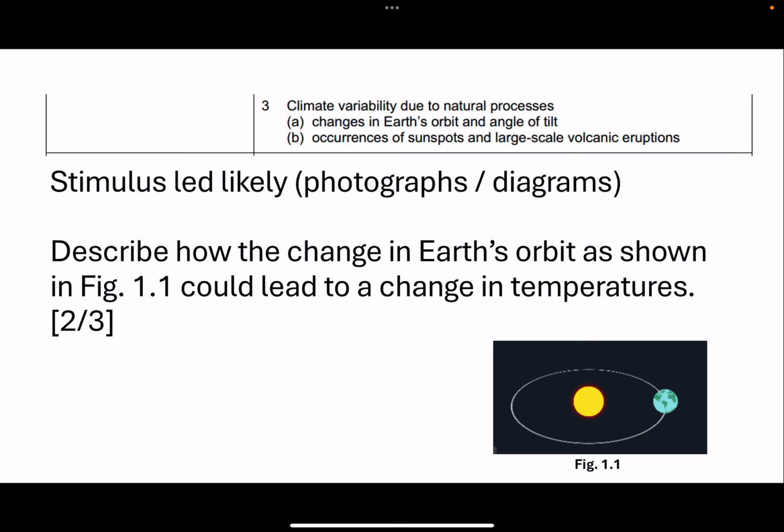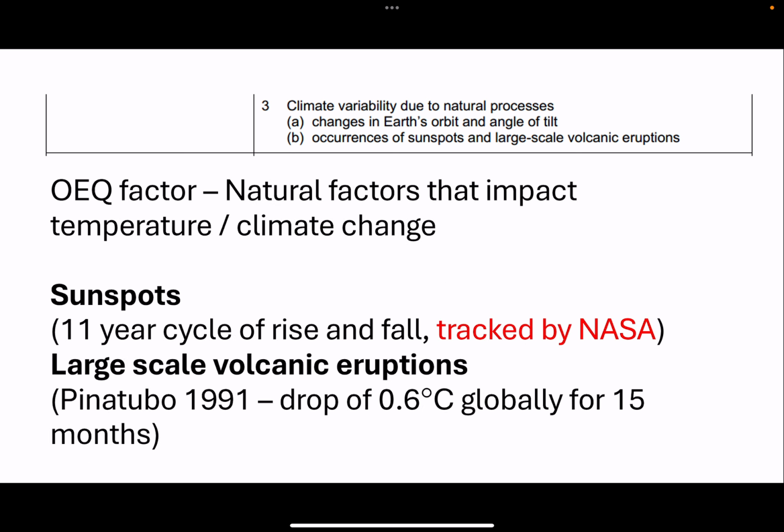It could be also stimulus-led, like a photograph like this, and then they ask you how change in orbit could lead to change in temperature. Okay, what are we looking out for in this particular area?